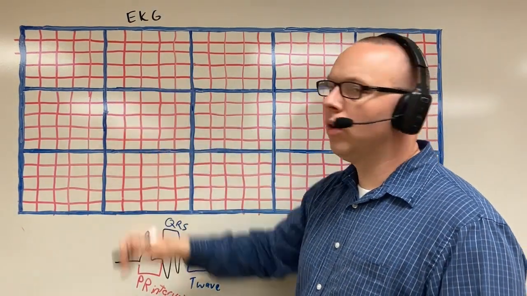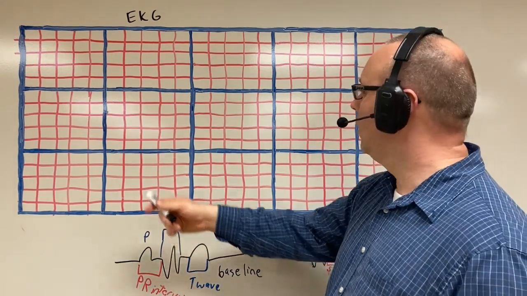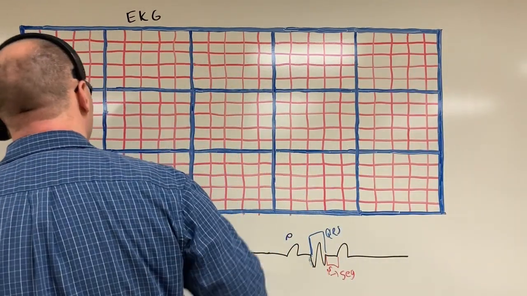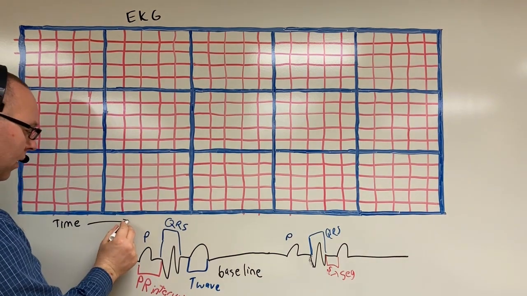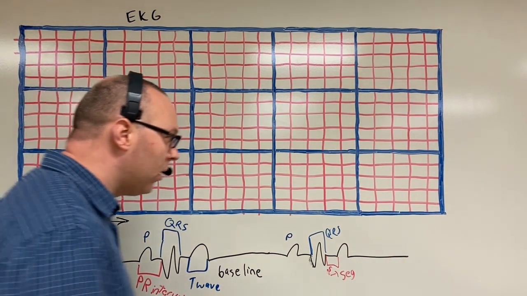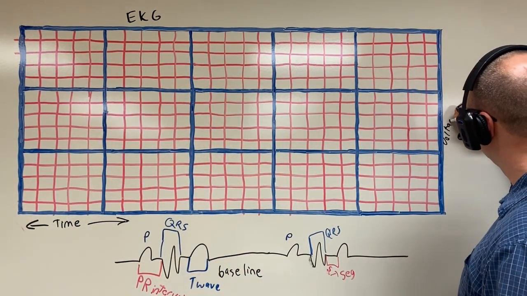So here's what's called our electrocardiograph grid. You can see there's lots of boxes here. First thing you want to be aware of when you're looking at this is time. As I go from left to right on this, I'm measuring time. As I'm going from bottom to top, I'm measuring voltage.